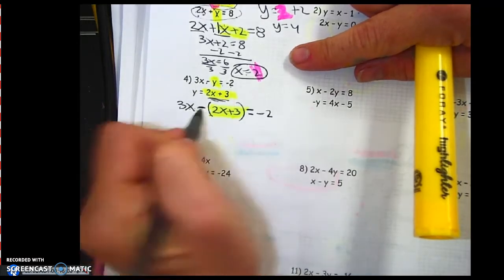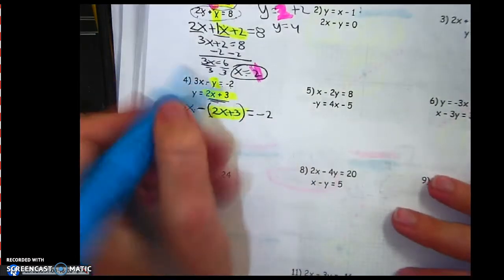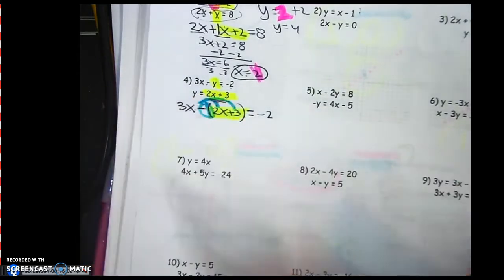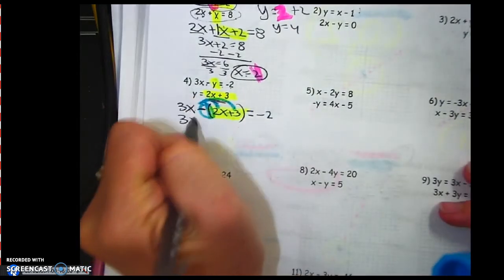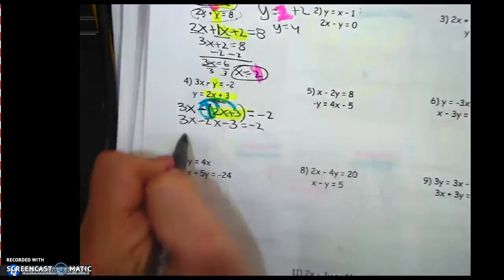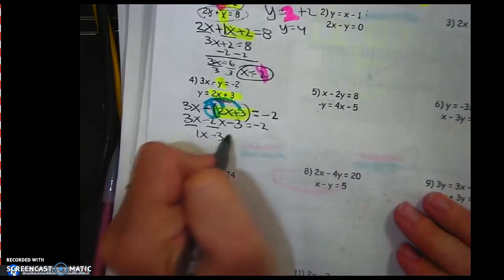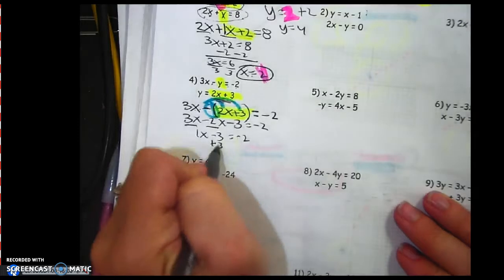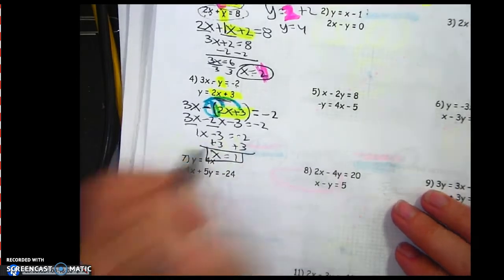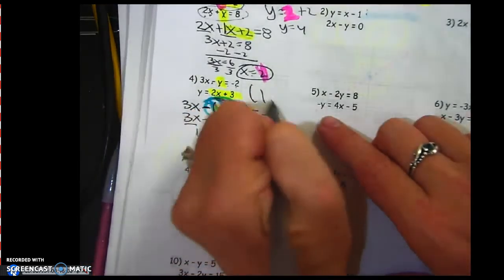Now, if I'm going to multiply this out, I got to do something for my own sanity and put a -1 there. And then I give the -1 here, and I give it there. So it ends up being 3x minus 2x minus 3 equals -2. Put the same together. 1x minus 3 equals -2. Plus 3 plus 3. 1x is just x. So x equals 1. Boom. I got my x value.